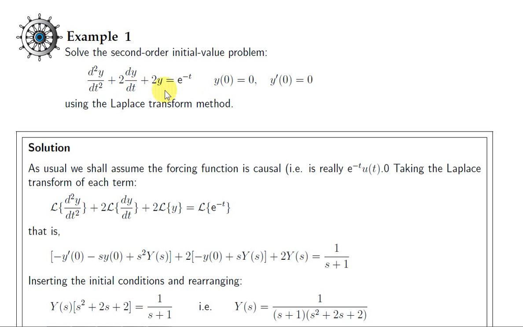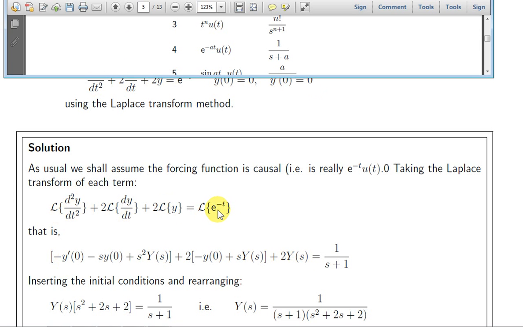In this second order initial value problem, y at 0 is 0, y prime at 0 is also 0. We take the Laplace transform of each term in this differential equation. Now, we covered the Laplace transform of the second derivative in the previous video. We also saw the Laplace transform of the first derivative. Let's call the Laplace transform of little y big Y of s.